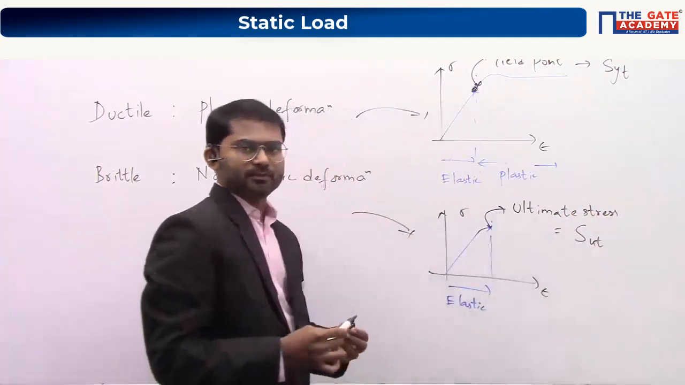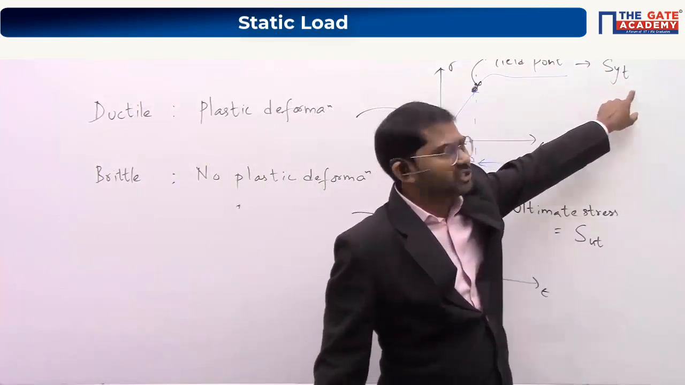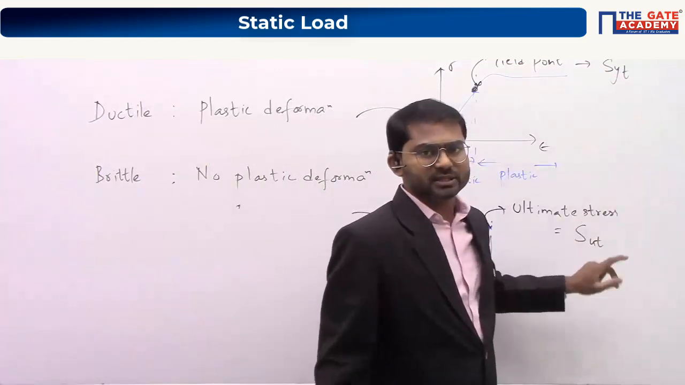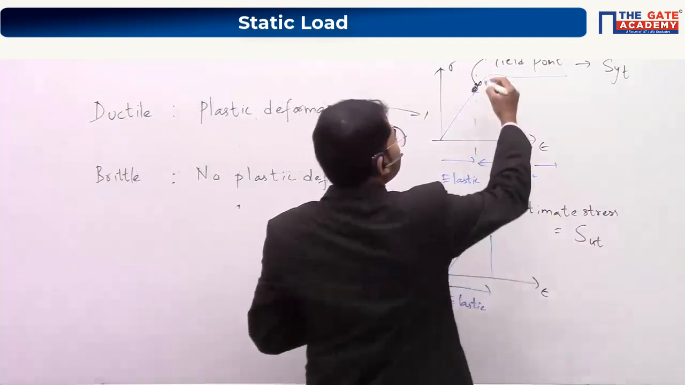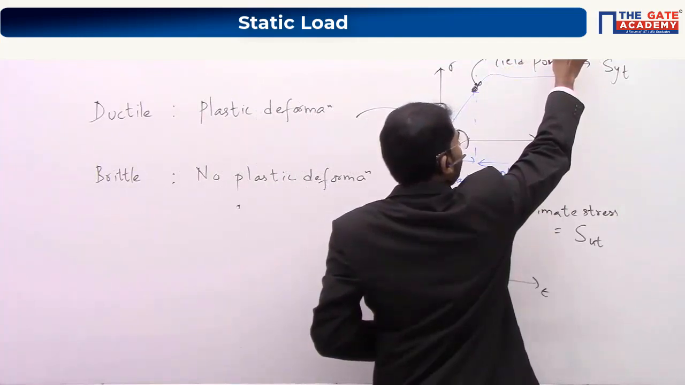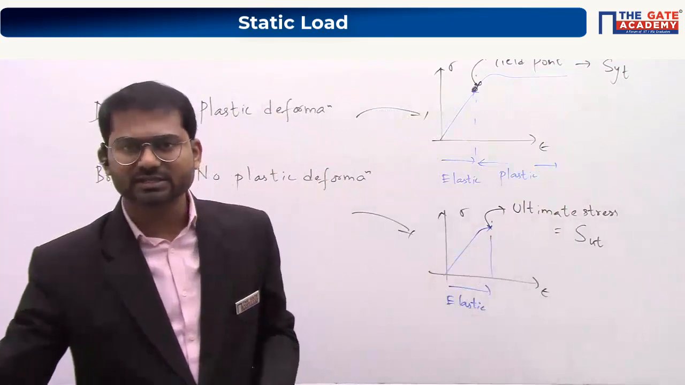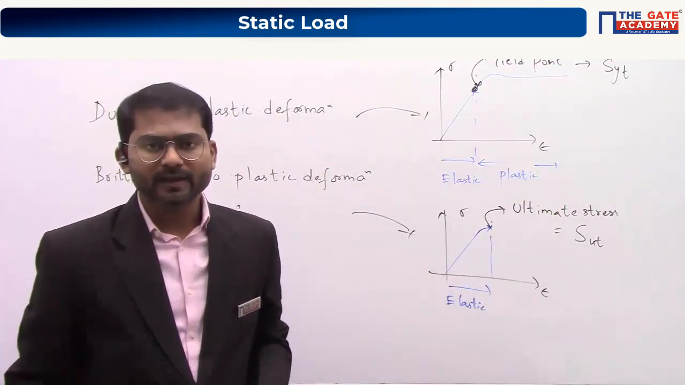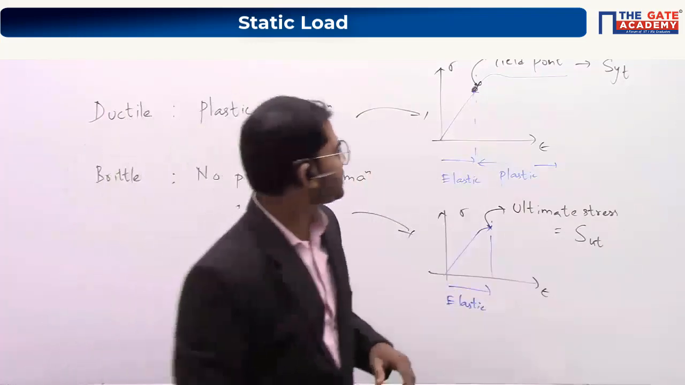So SUT, yield stress in tension, ultimate stress in tension. In fact, if you take different types of ductile materials, a few ductile materials will have a peak here and an ultimate point also. Ultimate stress or ultimate point means the highest value of stress a metal can take. So these ductile materials can have a stress strain curve like this.